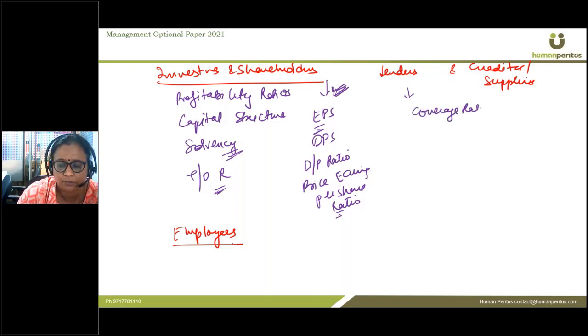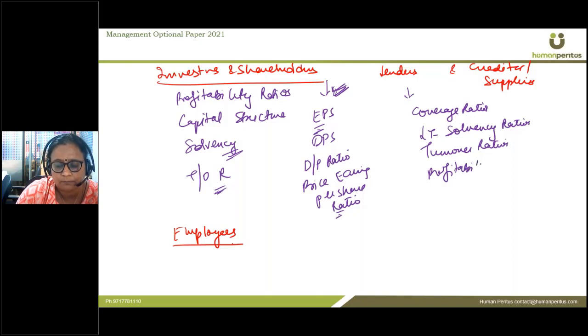So coverage ratios will again give them the hint whether the company is having the ability to cover its long-term liabilities or not. Then they are interested in knowing long-term solvency ratios, right? Okay. Then turnover ratios are also relevant to them, and of course profitability ratio, because if the company is earning profit, then only it would be able to meet its liabilities. Okay. So if I'm talking about creditors, creditors are more interested in knowing short term solvency ratios.